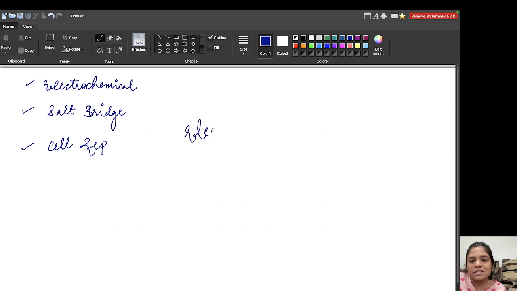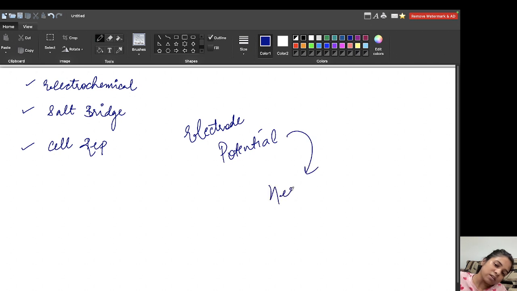Next topic we'll be studying is electrode potential. What is electrode potential? How does it work? And from this we'll be studying the Nernst equation.